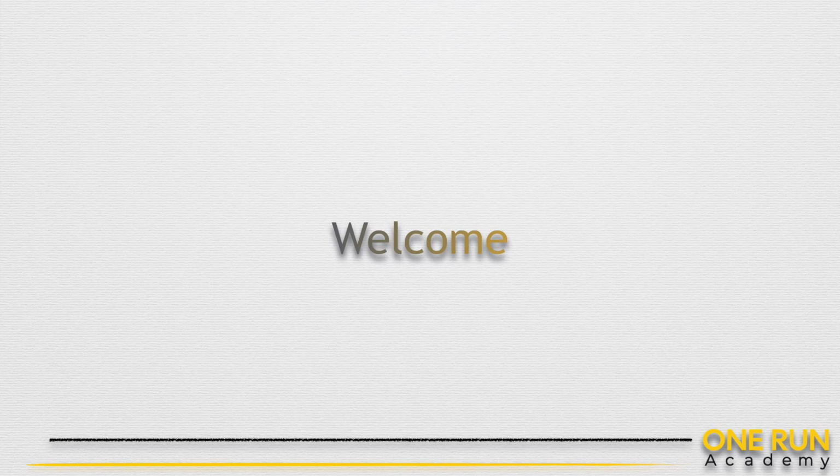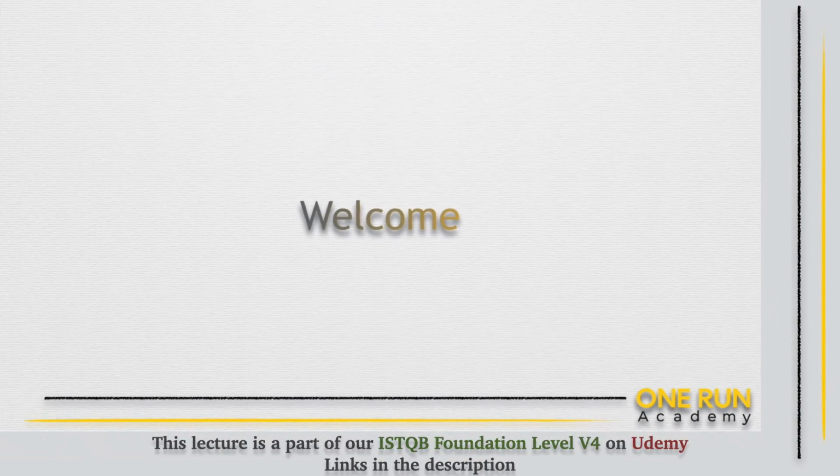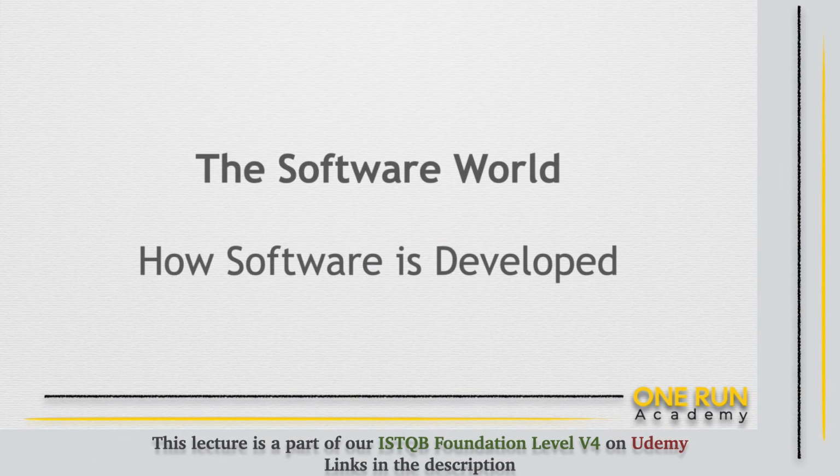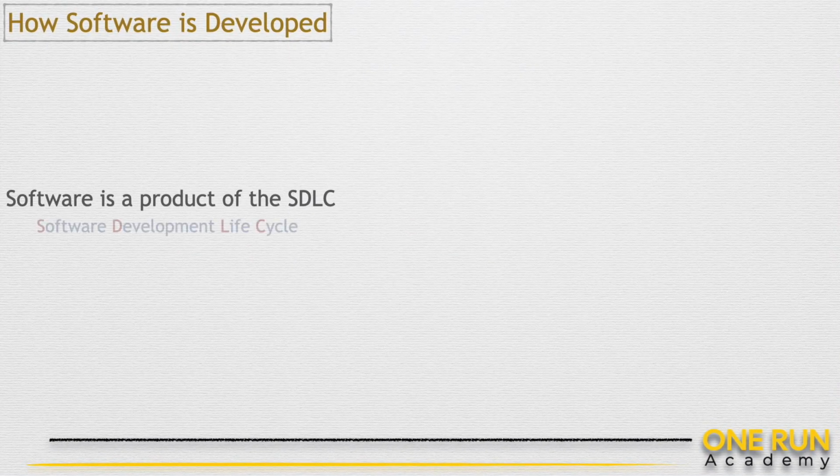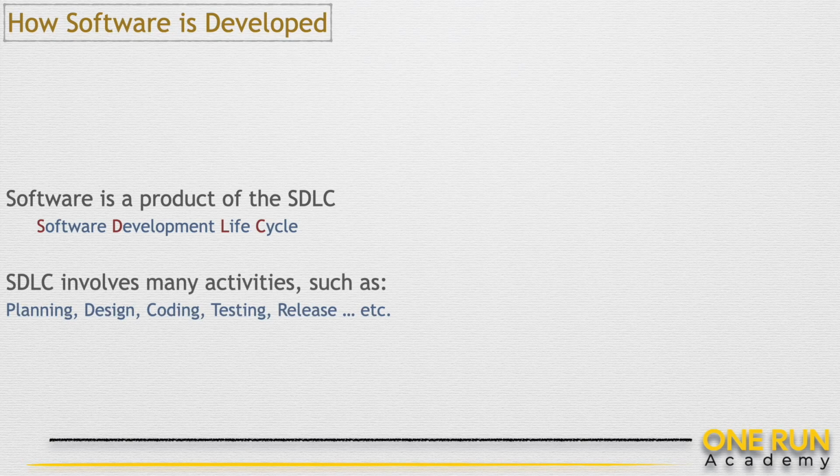So in the previous lecture, we have got a grasp of what software is. So why not take a look at how software is created? Software is created as a product of a well-structured and planned process called the Software Development Lifecycle, or SDLC for short. This process involves a series of steps such as planning, designing, coding, testing, etc.